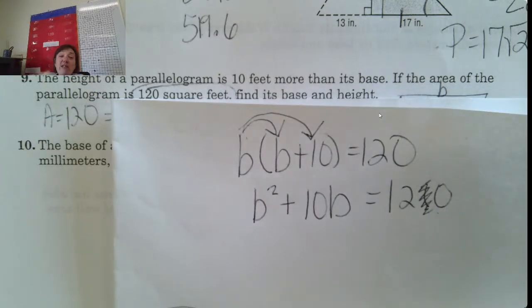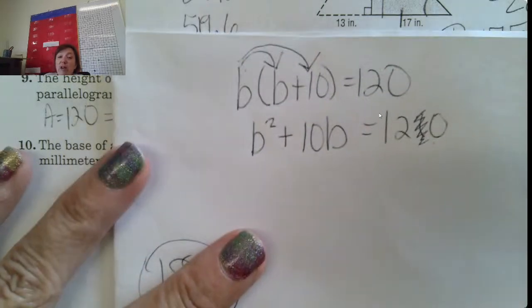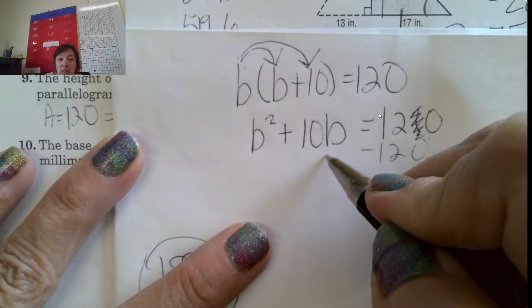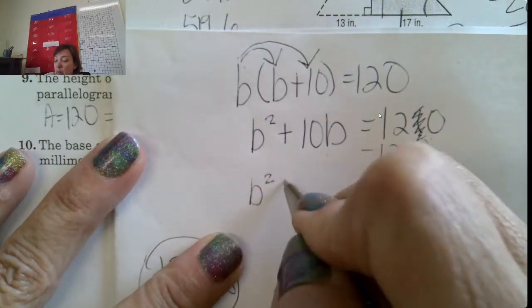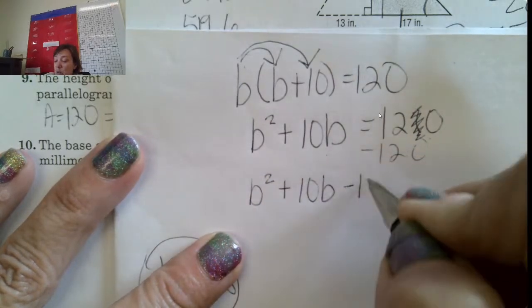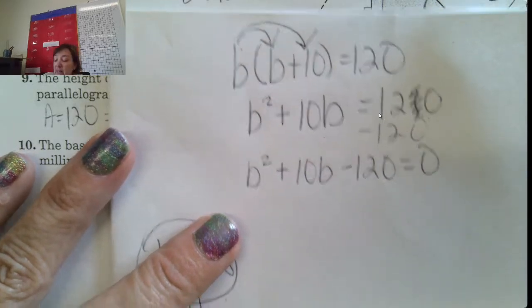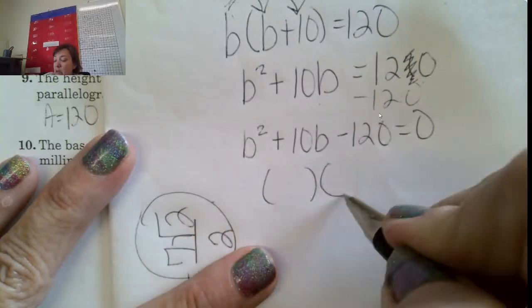Okay, now y'all know how to solve this, but I bet you don't remember how to solve it. And we're not going to get real deep into it. I'm going to show you how to solve it, but I'm not going to expect you to be able to do this. We're going to review this, but it's not going to happen today, okay? Today is just a very quick overview. So the first thing we're going to do is subtract that 120 and get it over here. So that's going to give us b squared plus 10b minus 120 equals 0. And then our next step is we're going to factor that.